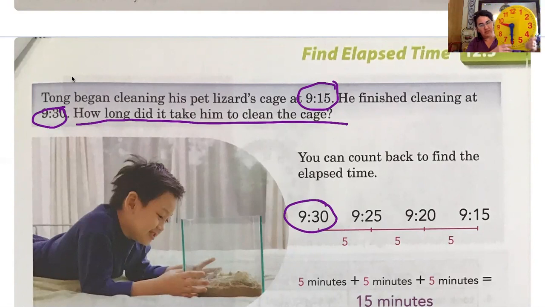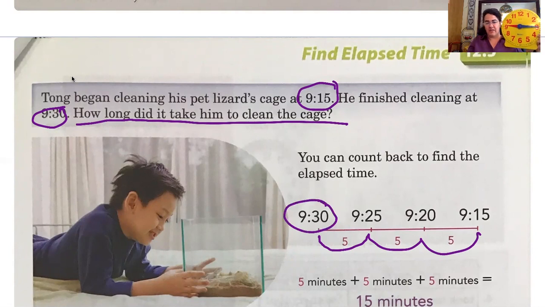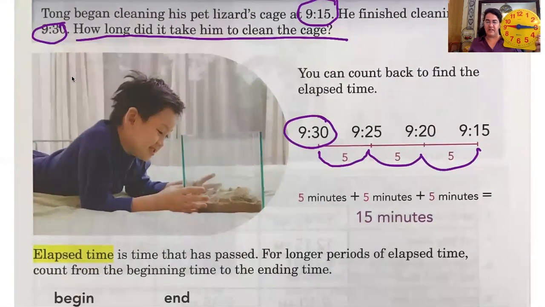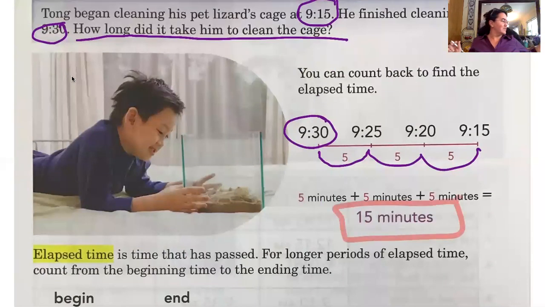I'm going to set it for 9:30, and I'm going to count back just like they're showing here with the number line, right? 9:30, here's 5, 10, 15 minutes. Well, let me double check that with my clock. I have 9:30, here's 5, 10, 15 minutes. So 5 minutes plus 5 minutes plus 5 minutes, or 5 times 3 equals 15 minutes. That's the elapsed time, or the time spent cleaning the lizard's cage.